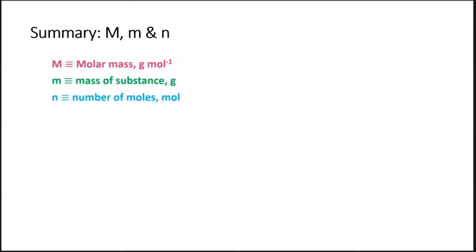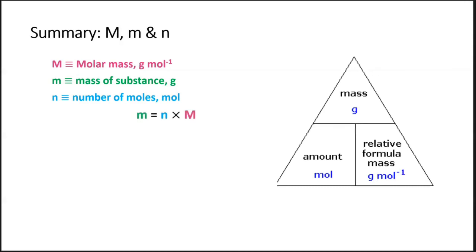In summary, molar mass is denoted by the capital M. Mass, the one that we could measure, usually appears in grams, and is denoted by the lowercase m. And then lowercase n is exclusively reserved for the number of moles in chemistry. So we have our second triangle. Mass of a compound equals the number of moles times their molar mass. We can also rearrange to make n the subject.